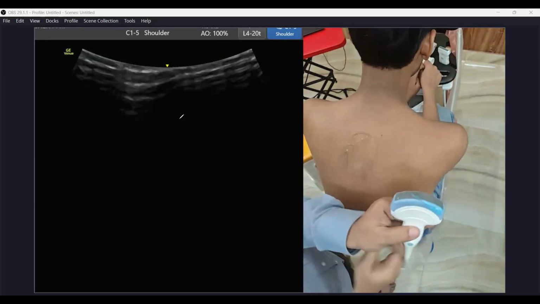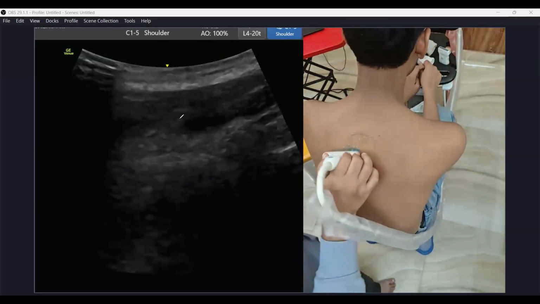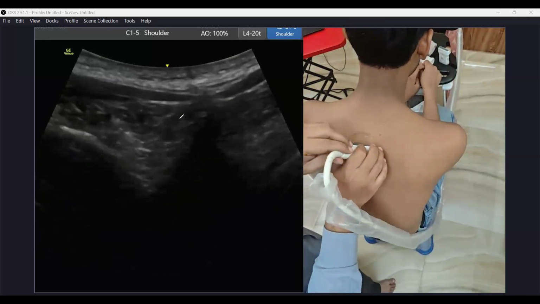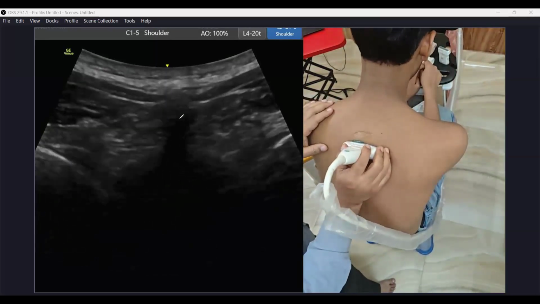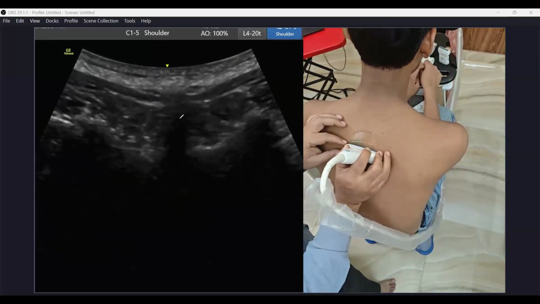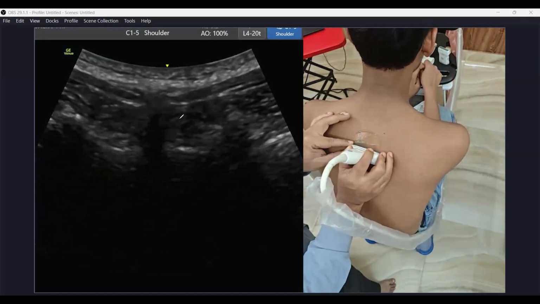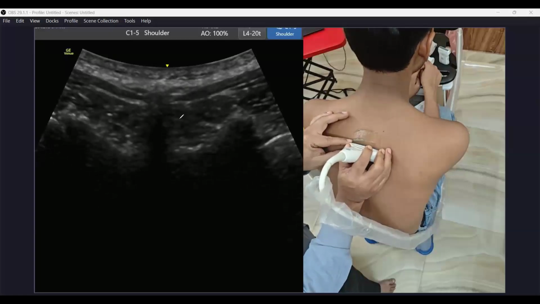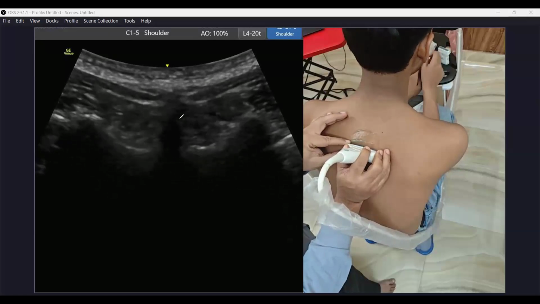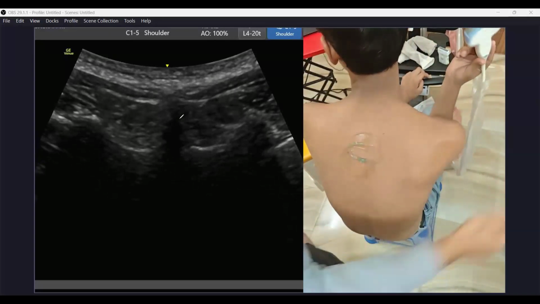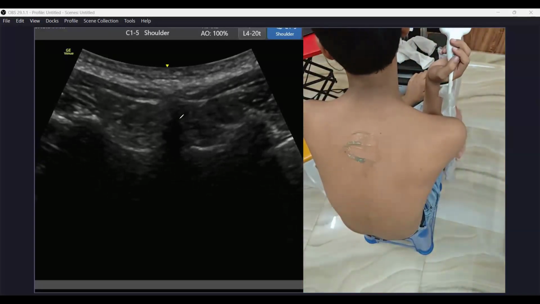So then you will understand what I showed you in the longitudinal view. Here you can see this is the structure I have shown. Okay, just freeze. So here you can see, this is a laminar view.